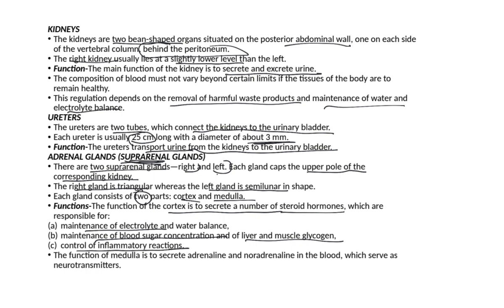So it gives off hormones in order to regulate many important functions like the maintenance of the water and the electrolyte balance, then maintenance of blood sugar concentration, as well as the glycogen that is stored in the liver and muscles, maintenance of that as well, then control of inflammatory reactions. So these are the functions of the cortex of the suprarenal or adrenal glands. The function of the medulla is to secrete adrenaline and noradrenaline in the blood, which serve as neurotransmitters.